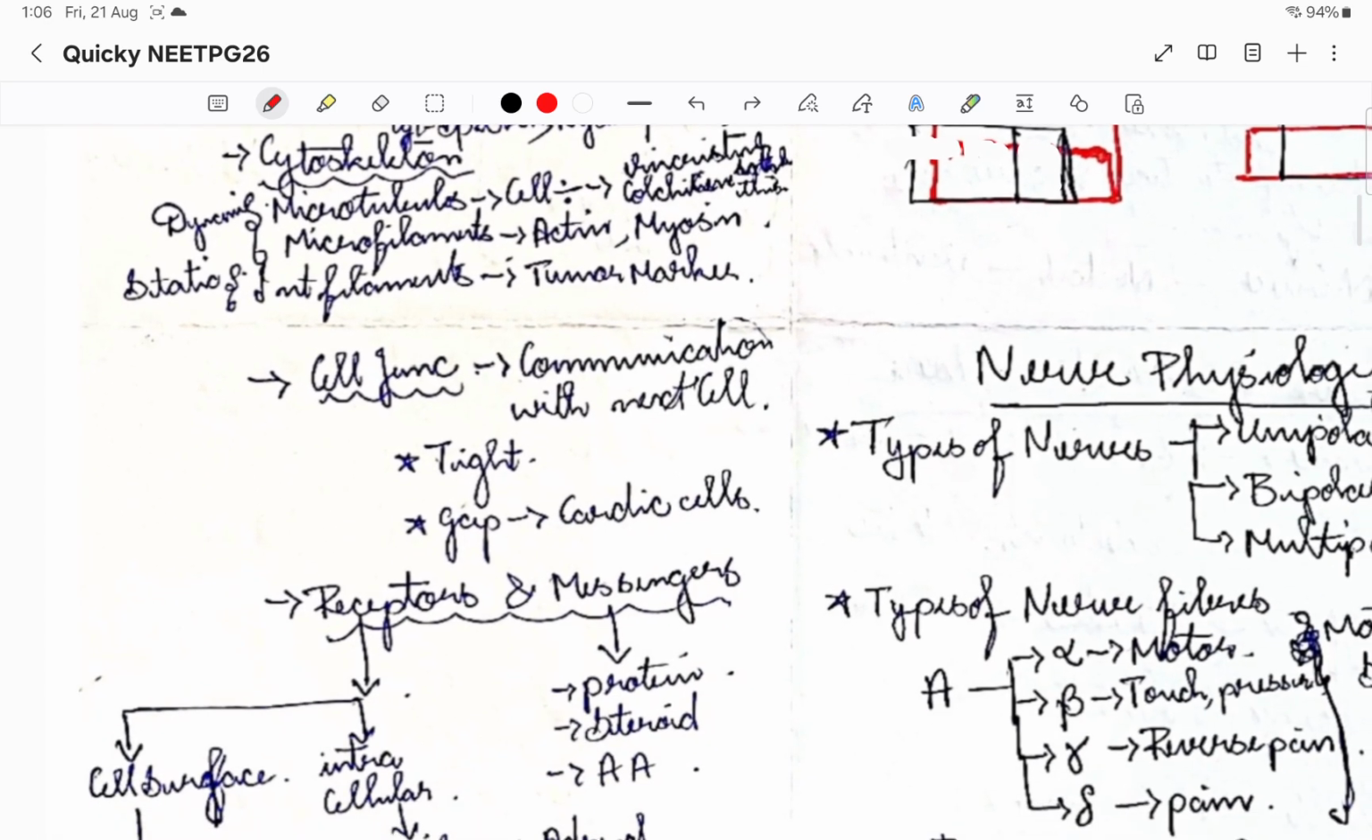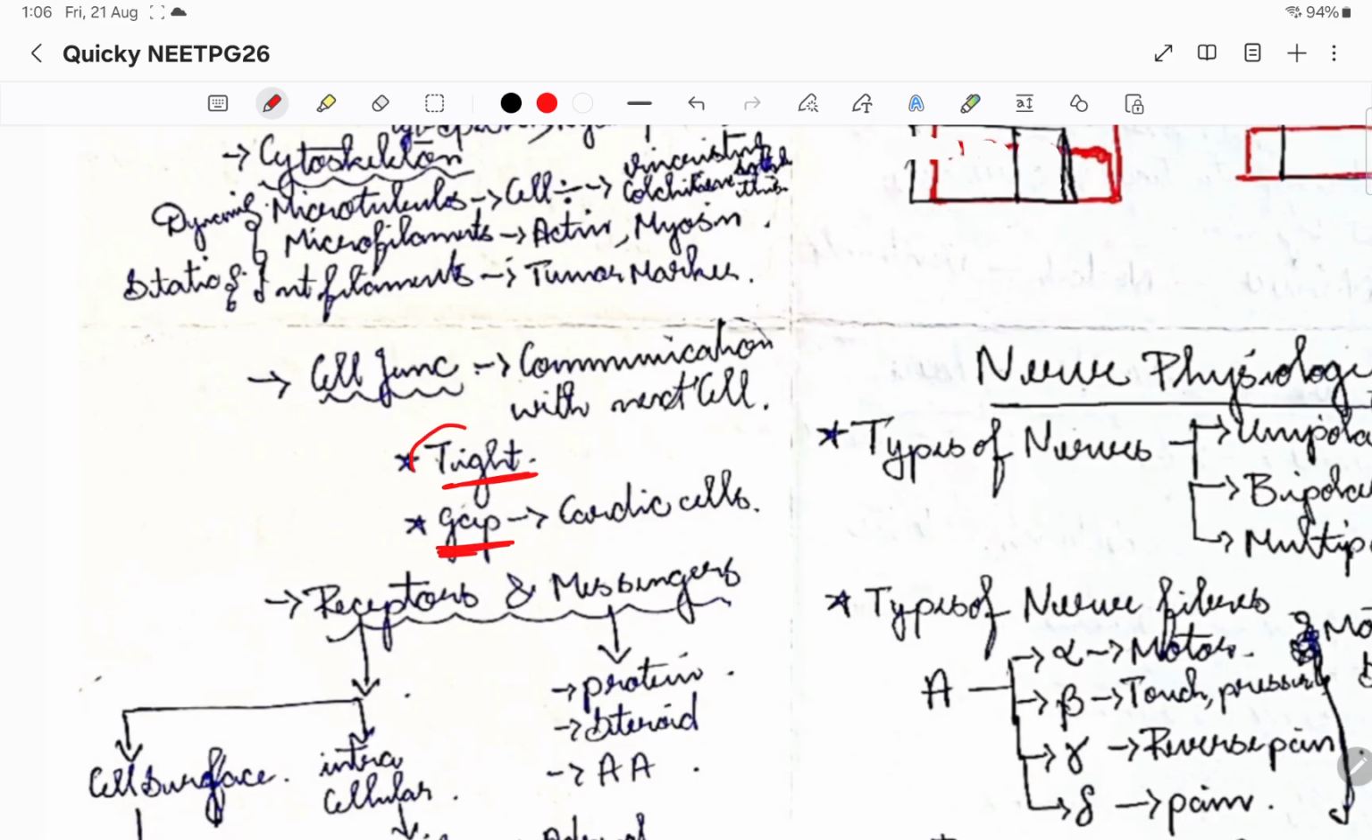Okay, then with respect to cell junctions, there is communication. The cell junction is nothing but the space of communication with the next cell. Each cell communicates with the other cells. So there are types of cell junctions which maintain this communication. There are two types of cell junction: one is the tight junction and the other is the gap junction.